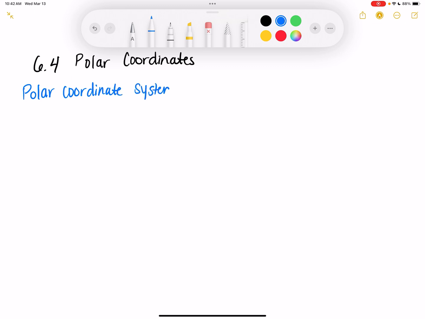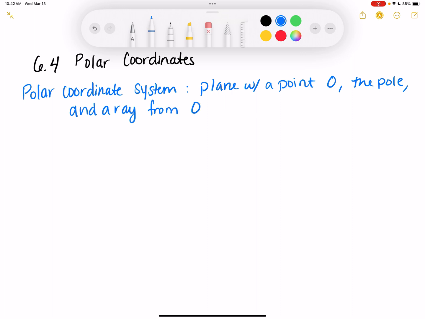is a plane with a point, and I'm just going to call that point O, the pole, and a ray from that point O, and the polar axis.